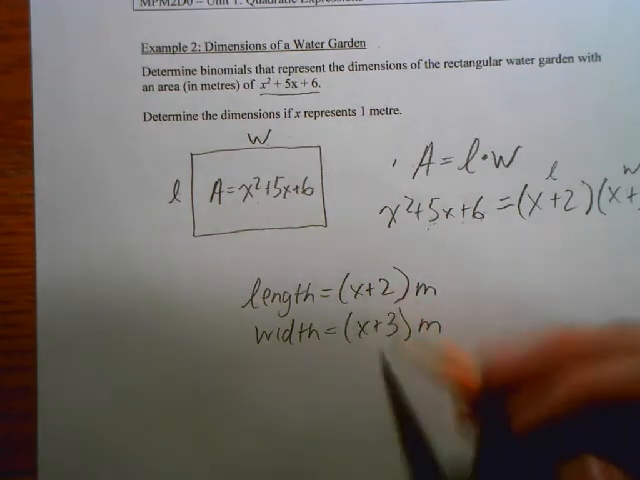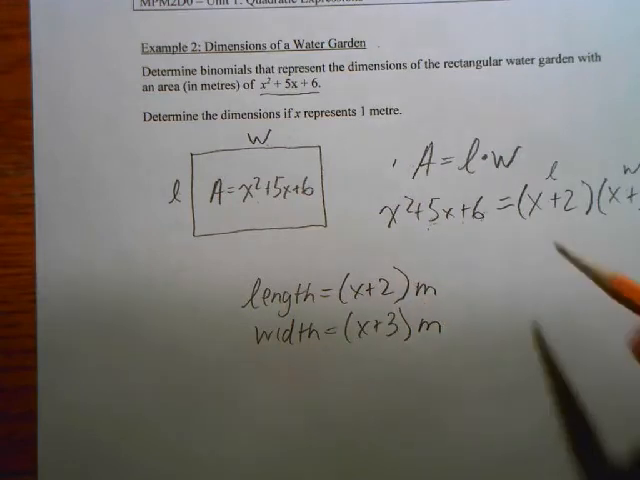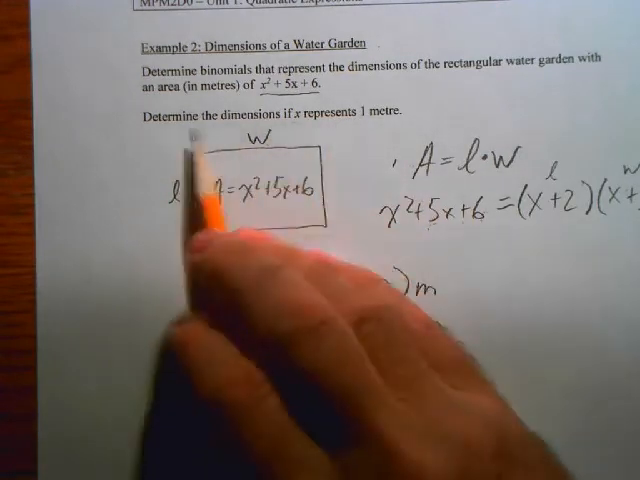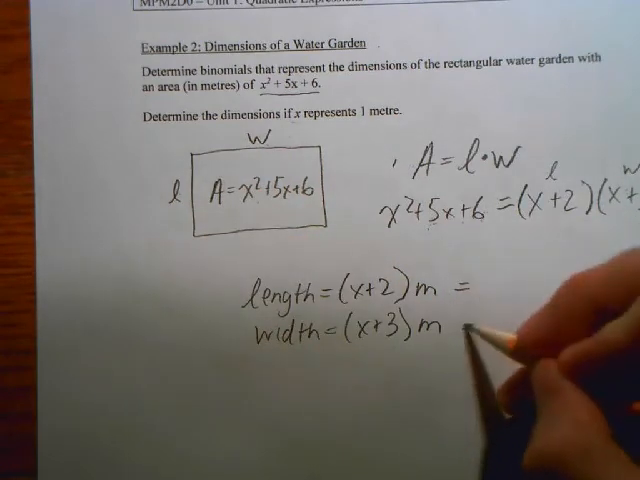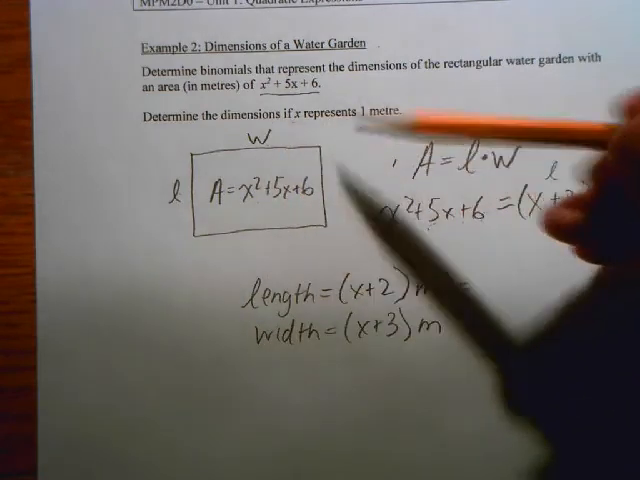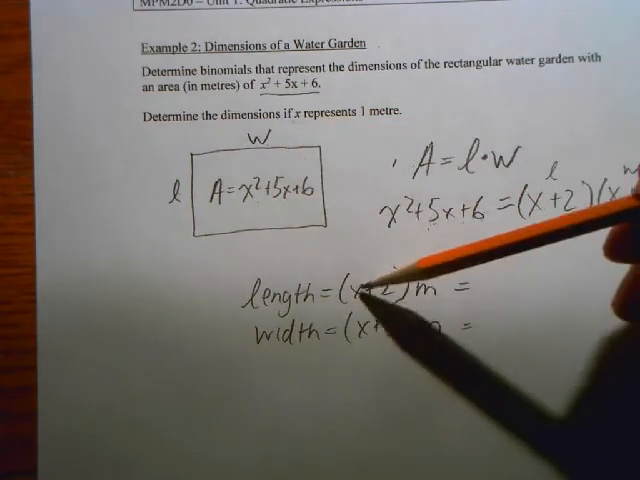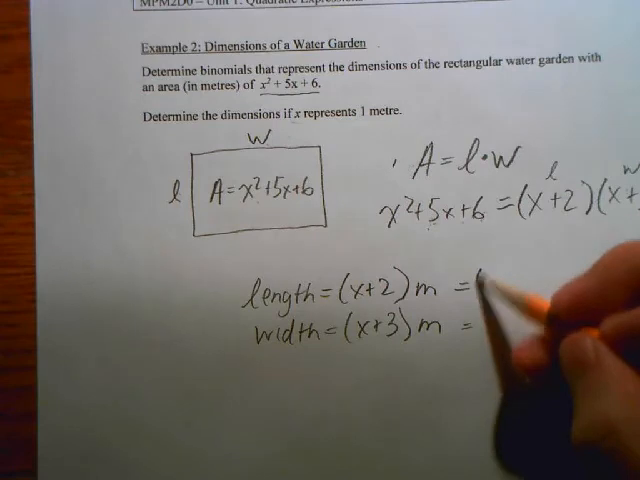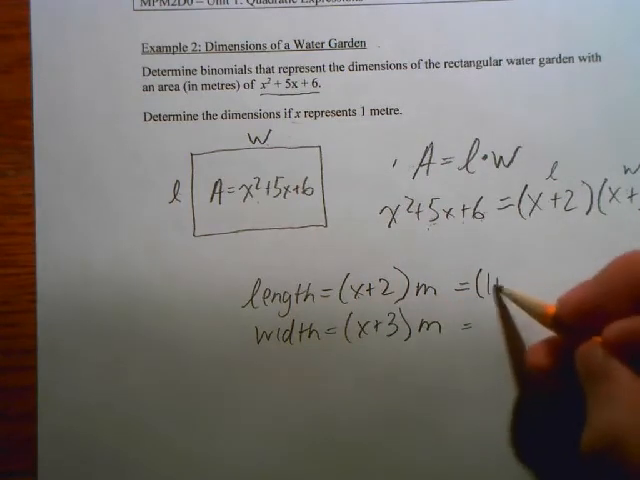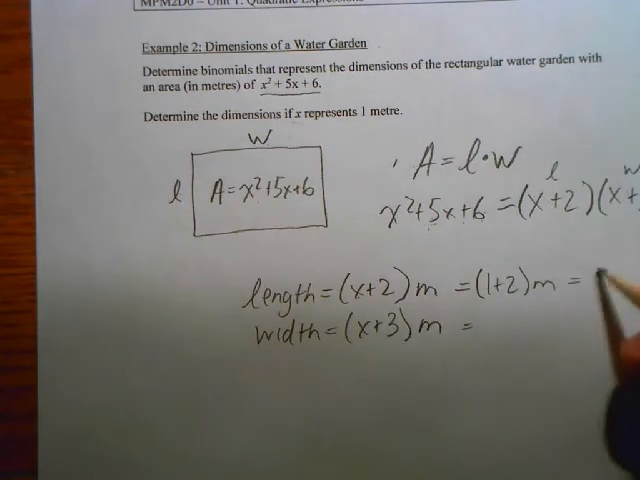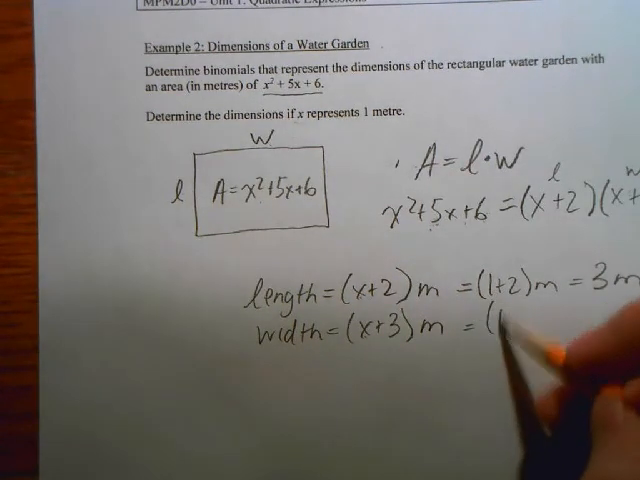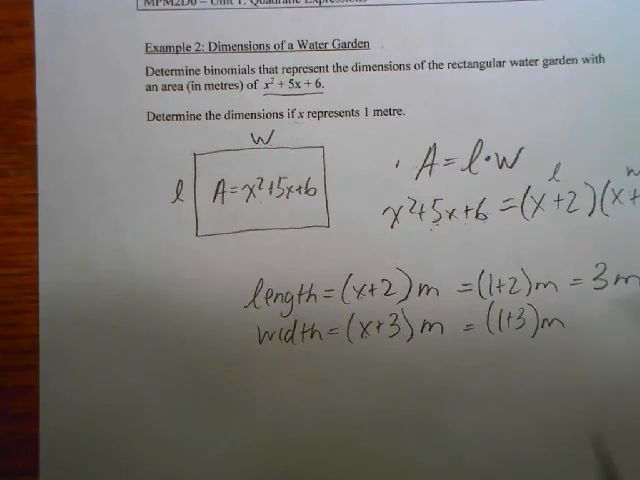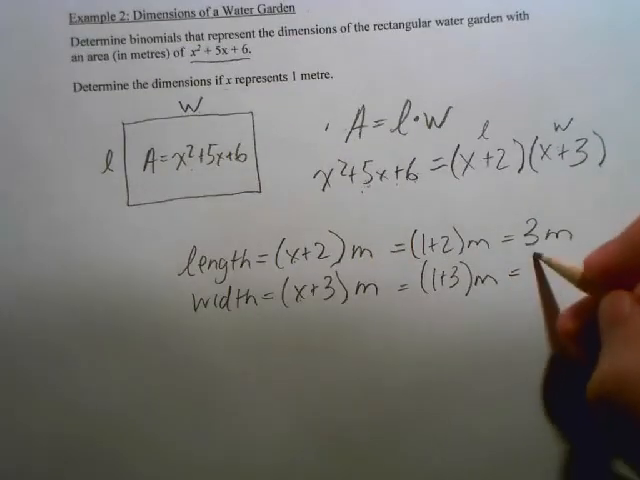Now they didn't tell us what x is, but on the second line here, the second part, it said to determine the dimensions if x represents 1 meter. So we basically substitute in 1 every time we see x here. So that would be 1 plus 2 meters, so that's going to be 3 meters. And then this is going to be 1 plus 3 meters, which is a total of 4 meters.